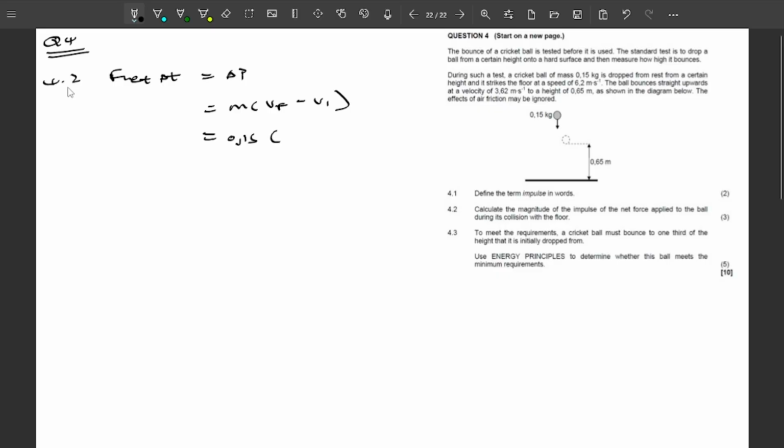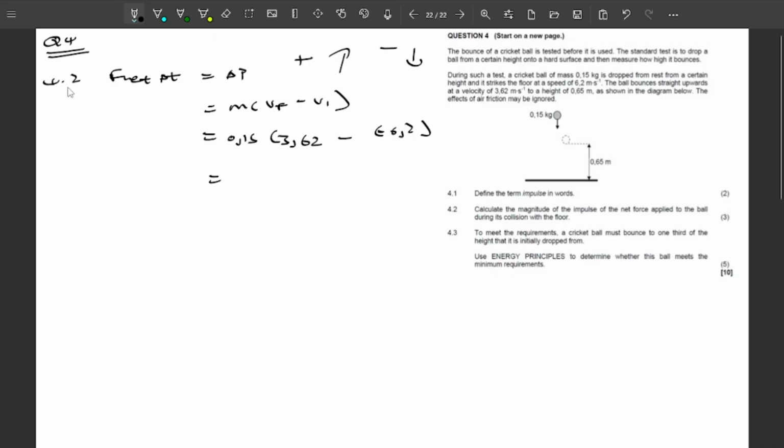The v final is 0.62, minus the v initial, which is negative 6.2, by the way. Why? Because this is the velocity at which it went down, and the 0.62 is the velocity at which it went up. So in this case, I took downwards as negative and up as positive. You're more than welcome to change it up, but our answers will be the same in the end.